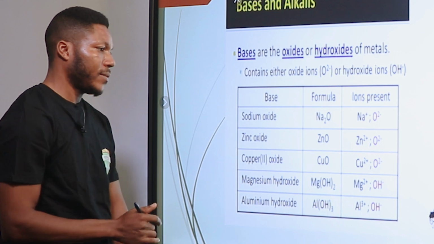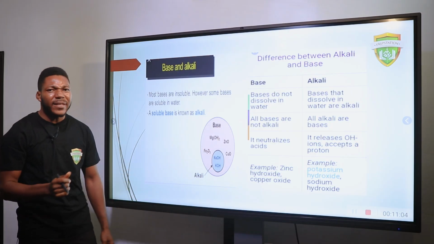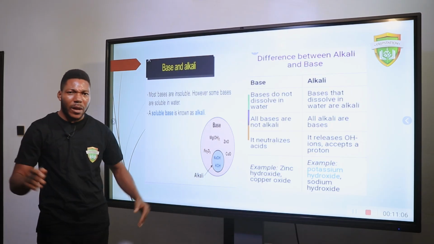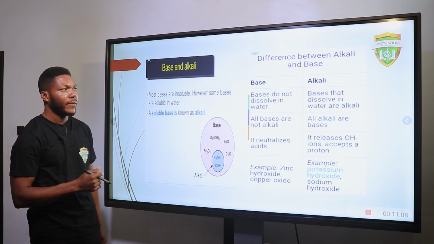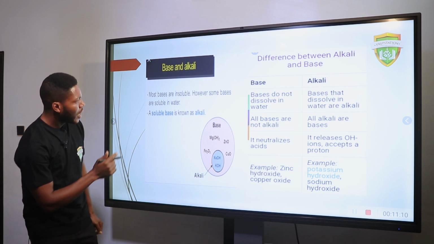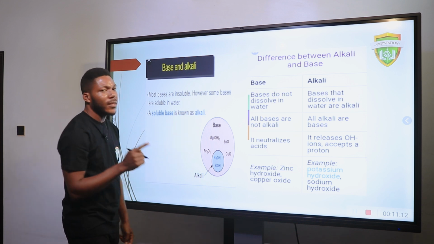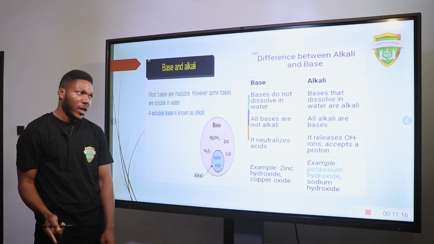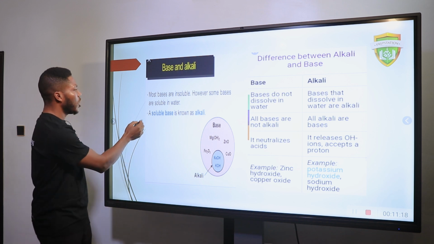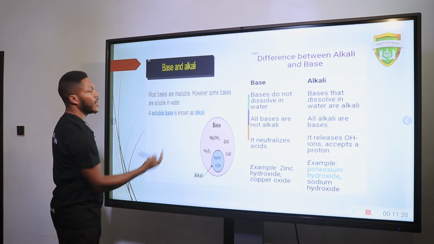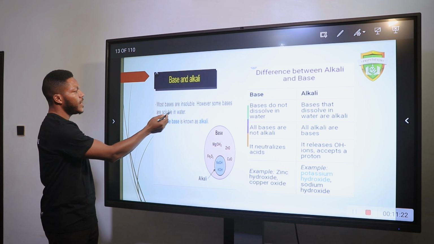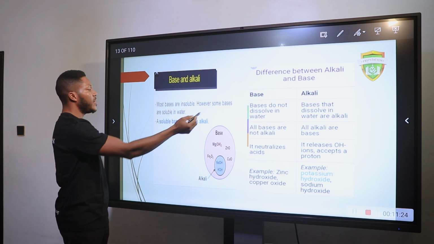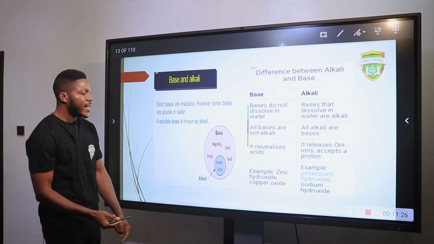alkalis are bases. Now, if a base dissolves in water completely, that base is known as what? An alkali. So that means that not all bases can dissolve in water, but all alkalis can dissolve in water. In other words, a soluble base is known as what? Alkali. Most bases are insoluble. However, some bases are soluble.